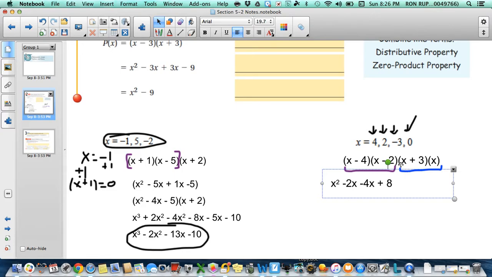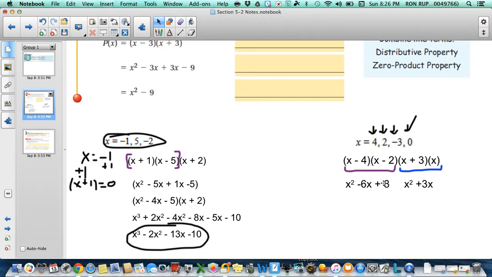And then over here we have x times x is x squared. And 3 times x is 3x. And that, of course, this can simplify. Negative 2 plus negative 4 will give me negative 6x. So now I have these two. Let me go ahead and put parentheses around them to make it easier.